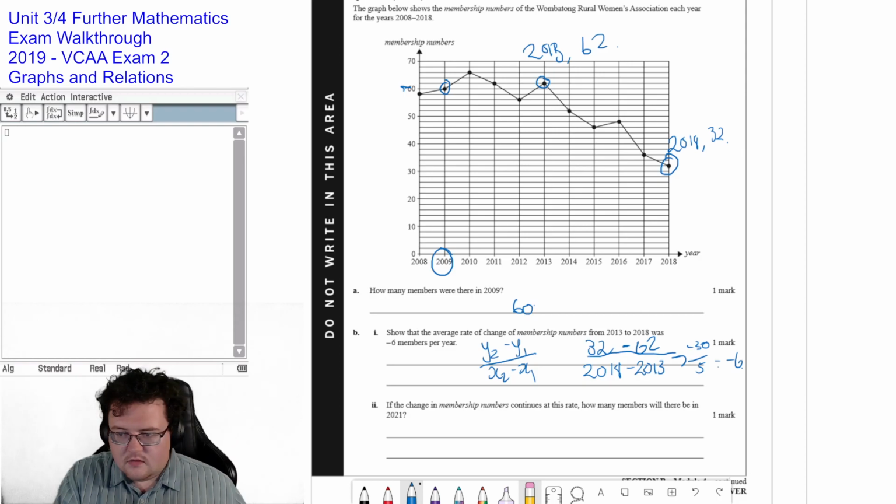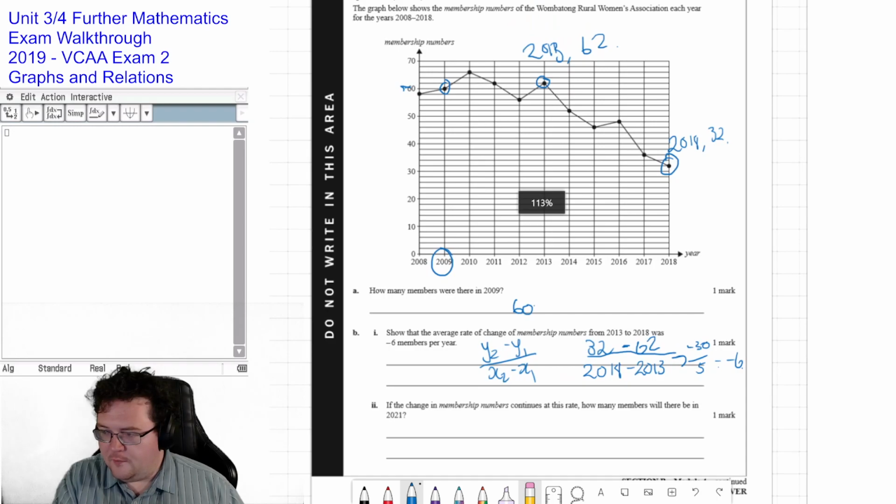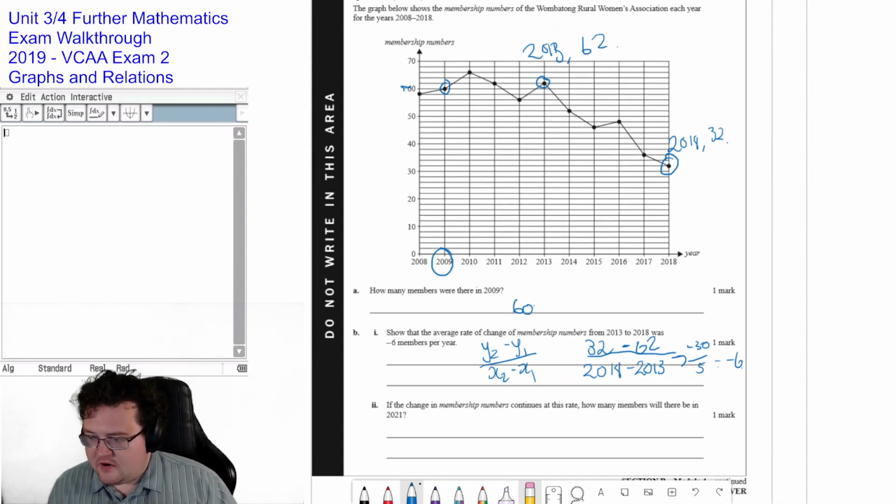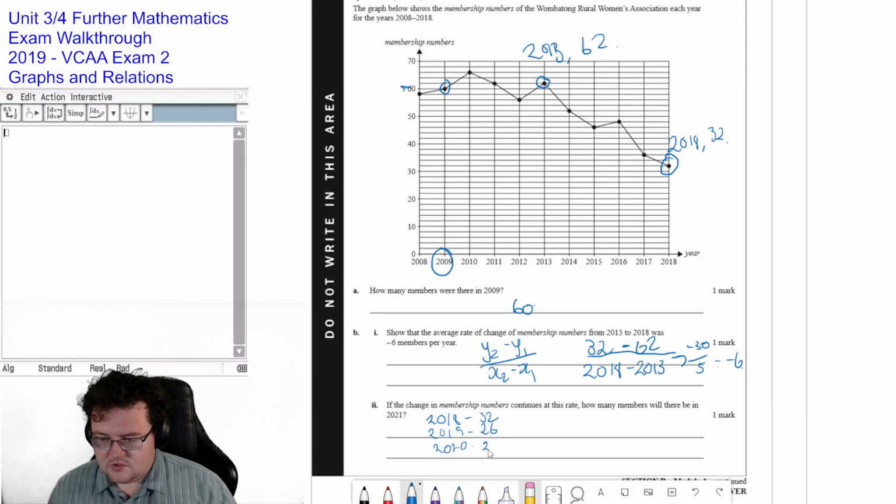If the change continues at this rate, how many members will there be in 2021? Well, there are currently 32 in 2018. So then you can go, well, okay, 2019 is going to be 6 less than that. That's 26. 2020 is 20. And then that leaves 2021 as only having 14 members.